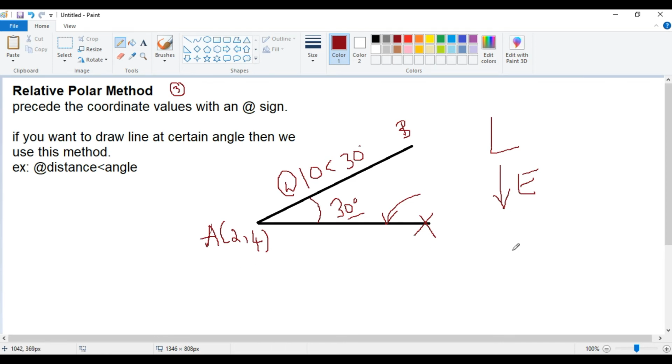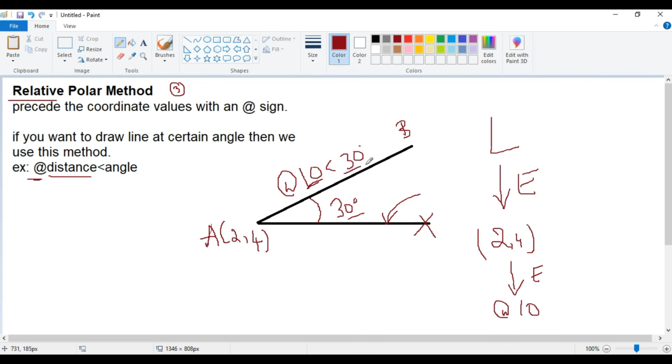If I write 2 comma 4 and hit enter, it is going to ask you to specify the next point. During this time, first you need to give the at the rate symbol. That is important because it is relative. Relative means it is relating one point to another point. For that reason I write at the rate, and then I need to give the distance, how much line you require. If I require 10 units of line, I'll write 10, right?